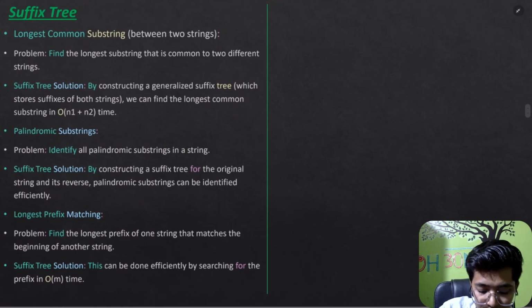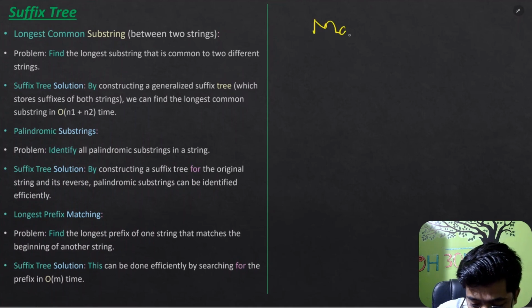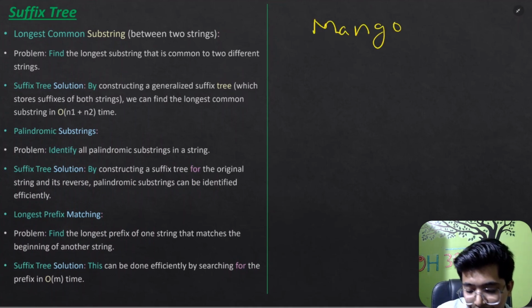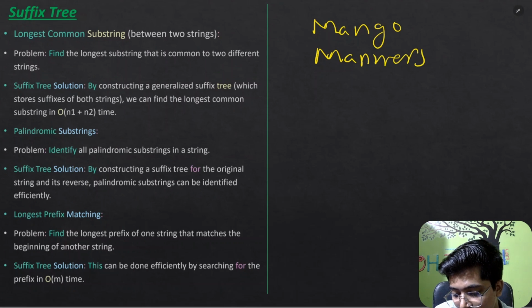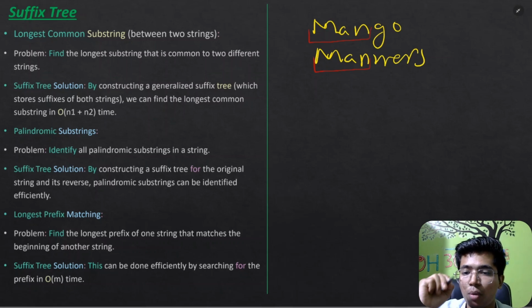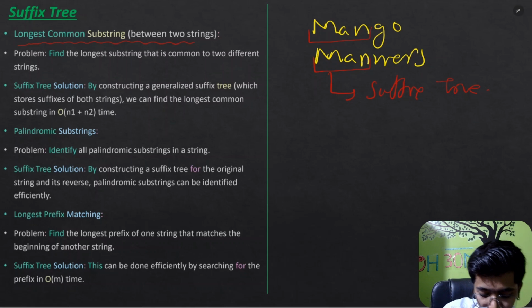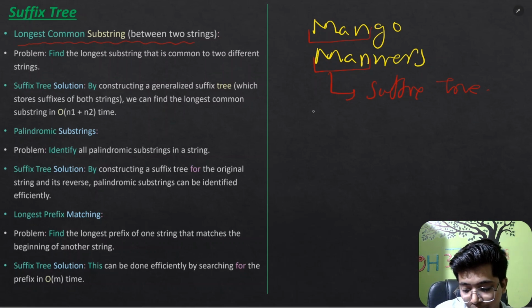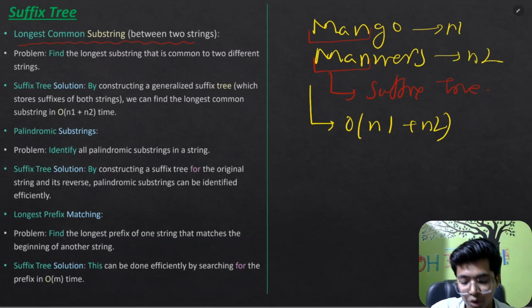Now look, there is longest common substring between two strings. To find the longest common substring, let's say we have the string mango, and another string, manners. Now look, they have a common part: the word mango has man, and the word manners has man. So these are the common. To find the longest common substring, the suffix trie can be used. This takes a time complexity of big O of n1 plus n2, where n1 represents the length of the first string and n2 represents the length of the second string.